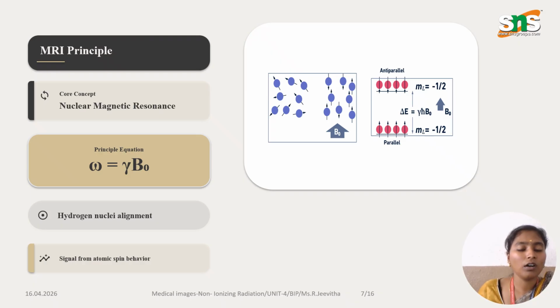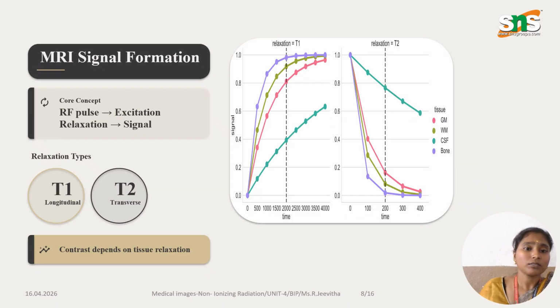We apply a radio frequency pulse to disturb them. They turn back and emit signals. So the signal comes from the atomic spin behavior. That's why MRI gives very detailed soft tissue images.